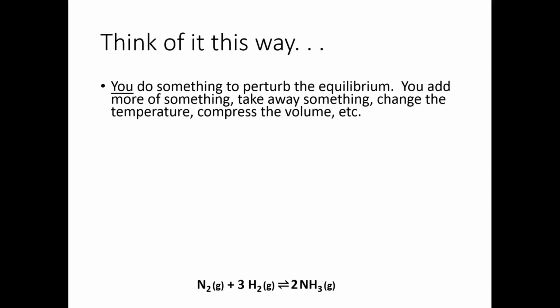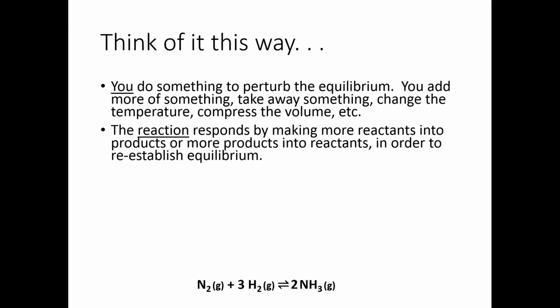And so I think of it this way. You do something to perturb the equilibrium. You add more of something. You take away something. You change the temperature. You compress the volume. You do any of those things and more. You could probably think of more examples. The machinery of the reaction is going to respond by making more reactants into products or more products into reactants. Those are the choices that the reaction has. It has these two reactions going on at the same time, the forward and the backward reaction. It can either shift forward and make more products or backward and make more reactants to counteract the change that you just made.